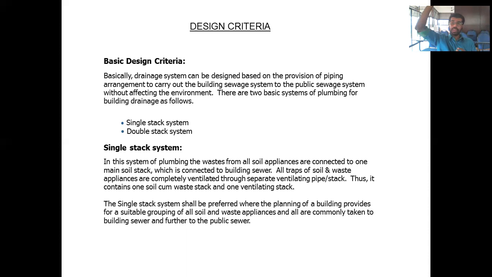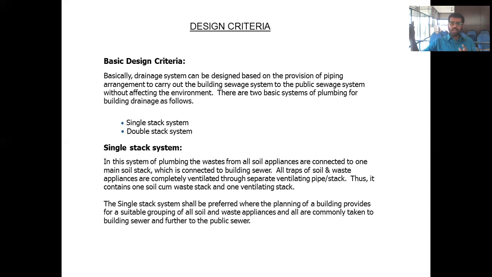A separate ventilation will also be given. Whenever there is a waste pipe connection, a ventilation should also be provided in that pipeline. The specialty of single stack is that both the soil, which means the waste coming out from the water closet, and the normal wastewater coming out from the toilet, are given to one main soil stack. All those are connected to one main soil stack.